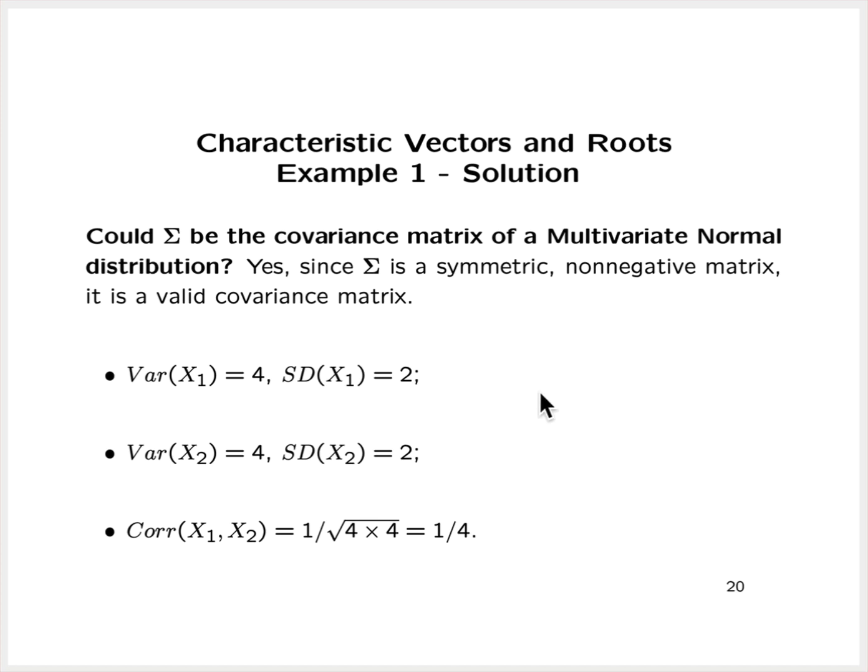Okay, so if we let the 2 by 1 random vector x have a multivariate normal distribution with this covariance matrix, then the variance of x1 would be 4. Its standard deviation would be the square root of that, which is 2. The variance of x2 would be 4 as well, and its standard deviation would be 2 as well. And then the correlation between x1 and x2, well, remember that the correlation is the covariance divided by the square root of the product of the variances.